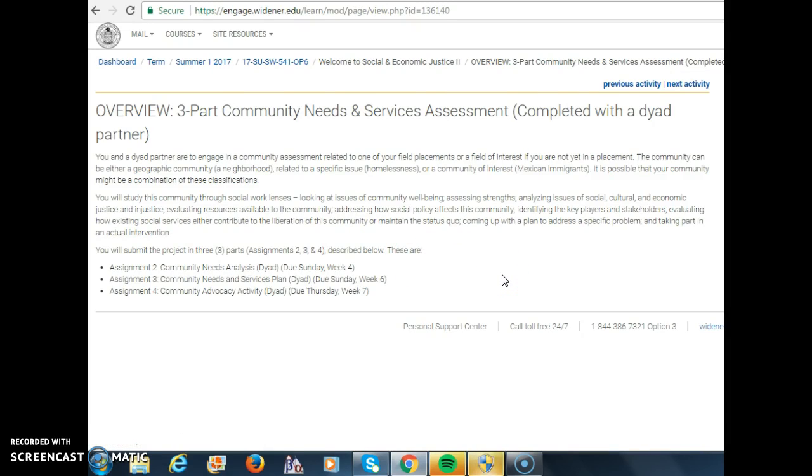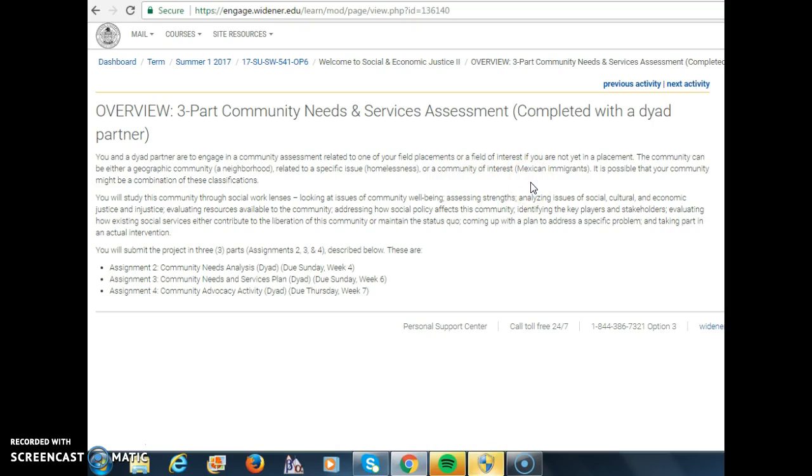For this project, you and your partner are going to be engaging in a community assessment related to one of your field placements or a field of interest if you are not yet in a placement. I know that some people may be at different points in the program. The community that you choose to focus on could be either a geographic community, so a neighborhood or a city or a town. It could be a community related to a specific issue, so perhaps a community of individuals who are homeless, or a community of individuals who have mental health issues, or it could be a community of interests.